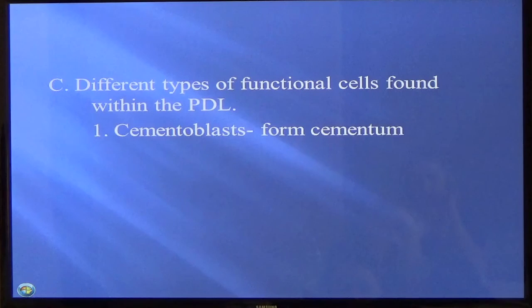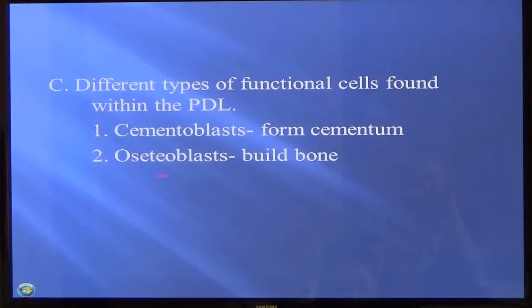Okay, different types of functional cells found in the periodontal ligament. So you have cementoblasts. Osteo means bone. Okay, you've heard osteo. It means bone. And anything that's a blast means it's making something. If it's a clast, there's osteoclasts. You don't have to know them, but clasts destroy it.